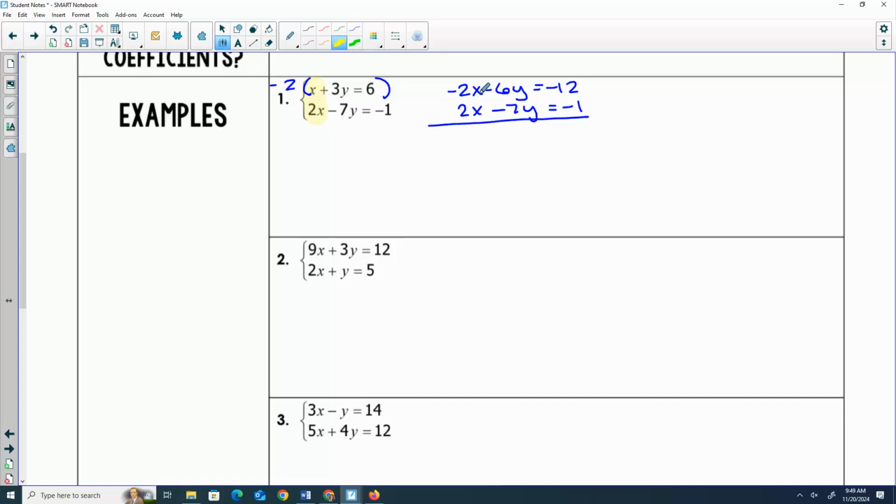Okay. We want to add these. If I add right now, what happens with a negative 2x and a positive 2x? They cancel, and that was our goal. So then we have a negative 6y minus 7y, so negative 13y equals negative 13. So if we divide, negative 13 divided by negative 13 is positive 1. So we get y to equal 1.